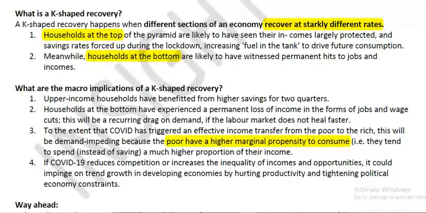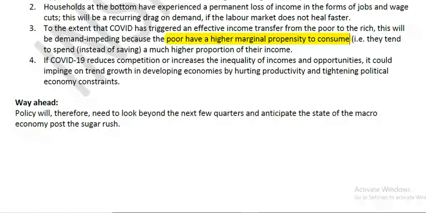But what this COVID-19 has done is increase inequalities. That is, more wealth has been generated at the top of the pyramid, and less income is given to the households at the bottom, who generally spend more. So this problem is called a K-shaped recovery: income decreasing and savings increasing, but no investment is shown here. So the policy therefore needs to look beyond the next few quarters and anticipate the state of the macroeconomy post the sugar rush.